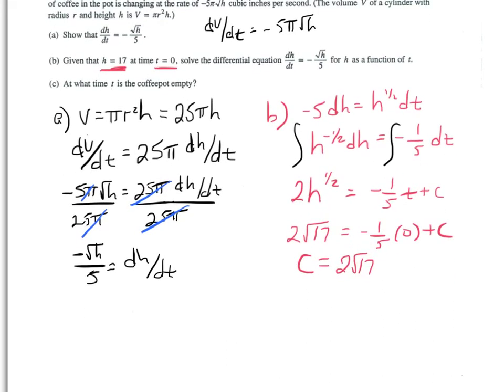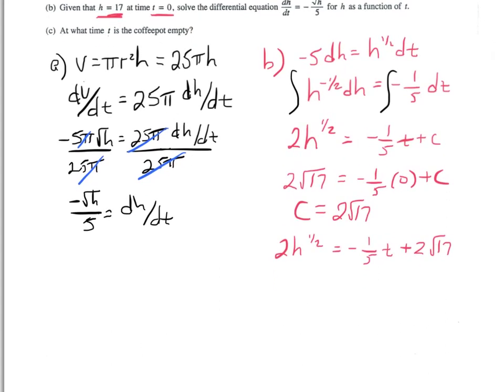We'll put that back in. So 2 h to the 1/2 equals negative 1/5 t plus 2 radical 17. We will divide everything by 2. So this is negative 1/10 t plus plain old radical 17. And if we square both sides, we have our h.